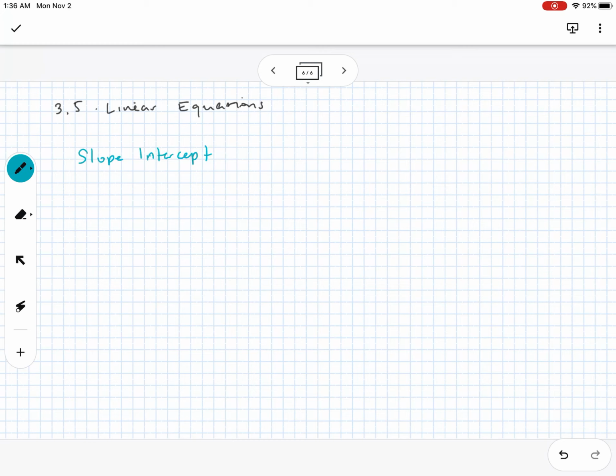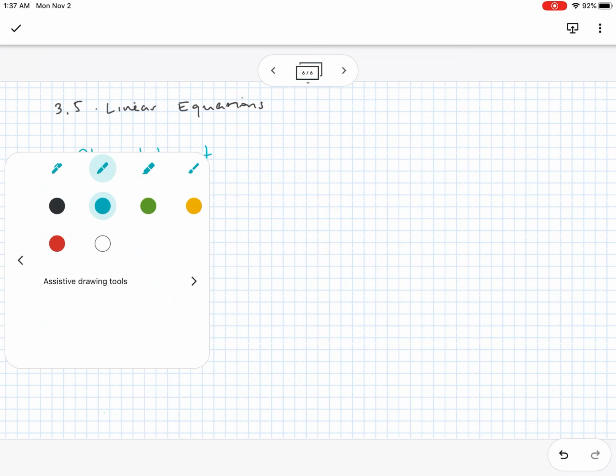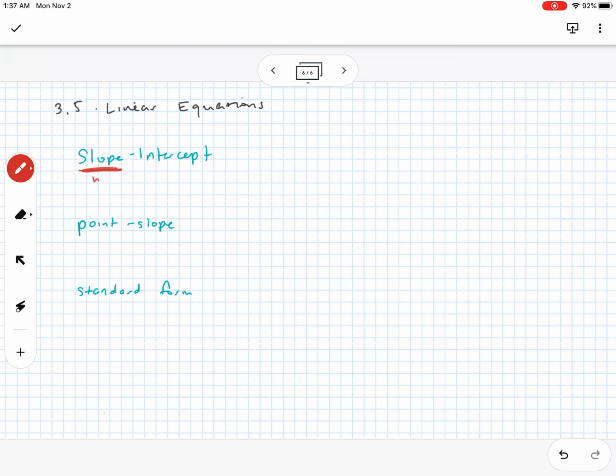And I talked about 3 different types, right? We have the slope-intercept. We have the point slope. And then we have the standard form. Now, it's called the slope-intercept because we're given a slope, and then we're given something called a y-intercept. And so this one can be written as y equals mx plus b. Right?